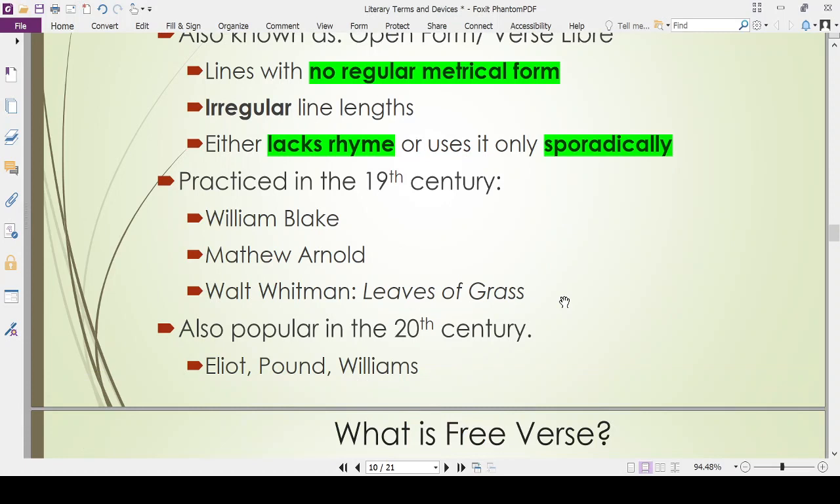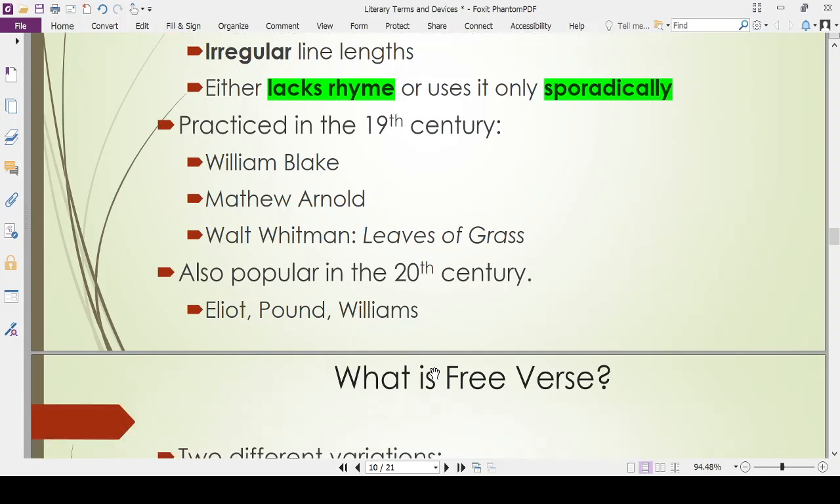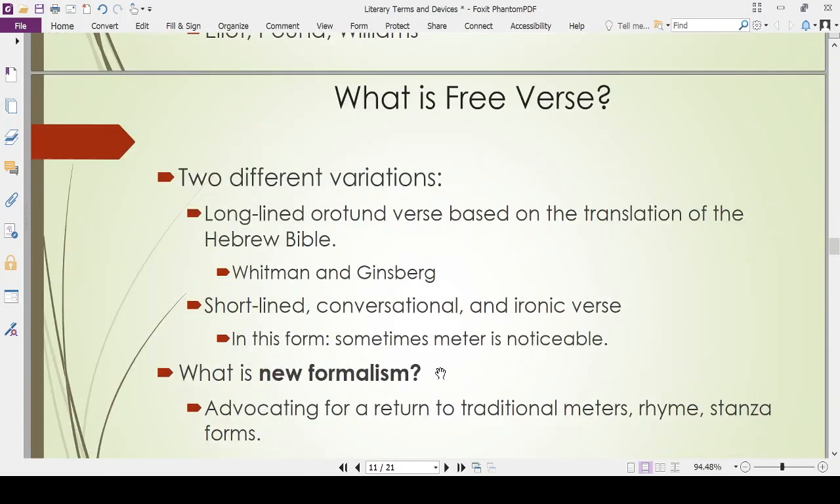This kind of became the book, the reference book for so many other poets to look at and to model their poetry on Whitman's verses. It also became quite popular in the 20th century, and it influenced the poetry of T.S. Eliot, Ezra Pound, William Carlos Williams, and all of them have some poems written in free verse. Now, it is important to know that free verse has 2 very different traditions and variations.